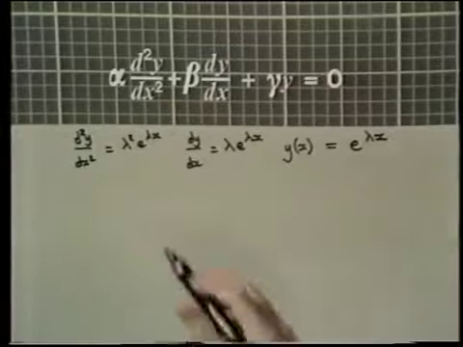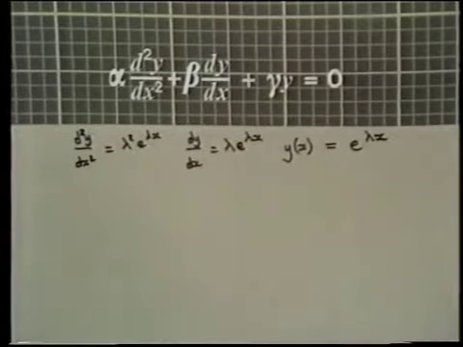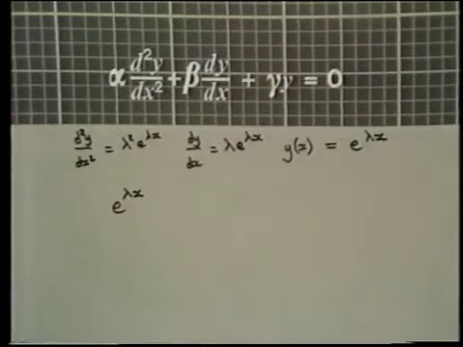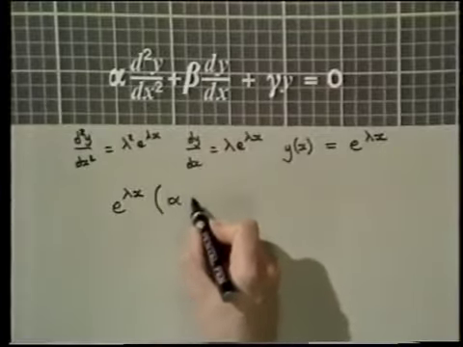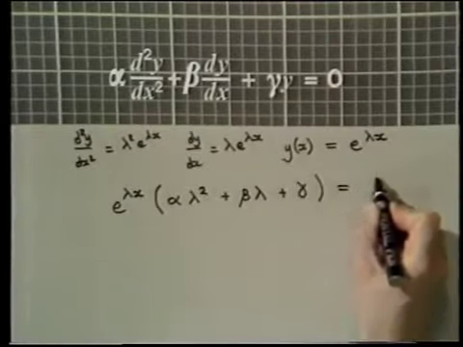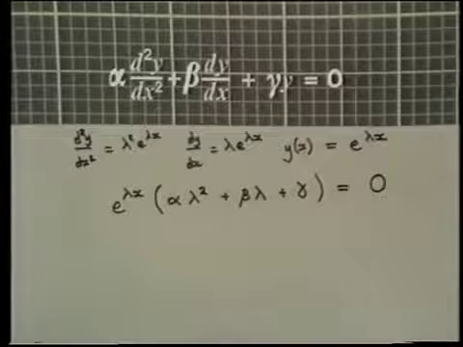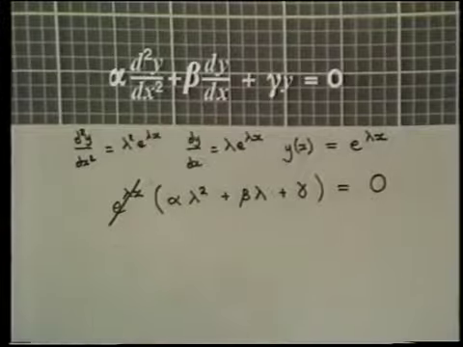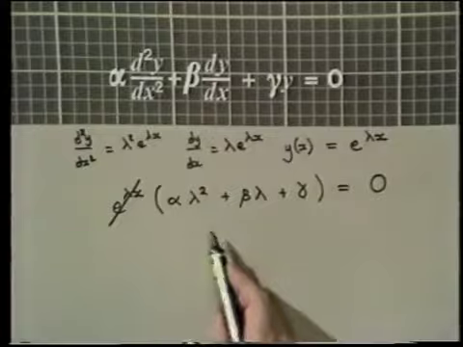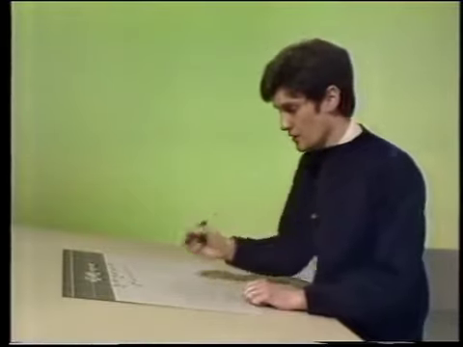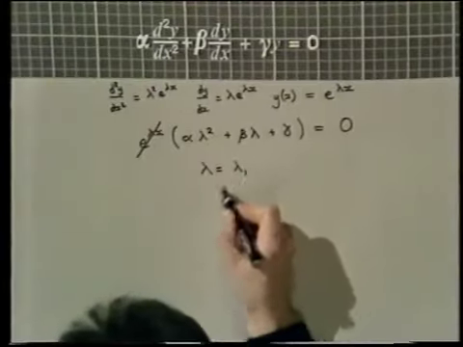Well, that means that when I substitute these terms back into the differential equation, I can pull out a common factor of e to the lambda x. And I'm left with this. And now I can cancel off that e to the lambda x, because the exponential function is never zero, so it'll just cancel. Then I'm left with this equation, which is called the auxiliary equation. It's a quadratic equation, so it's got two roots. And I'll call them lambda 1 and lambda 2.